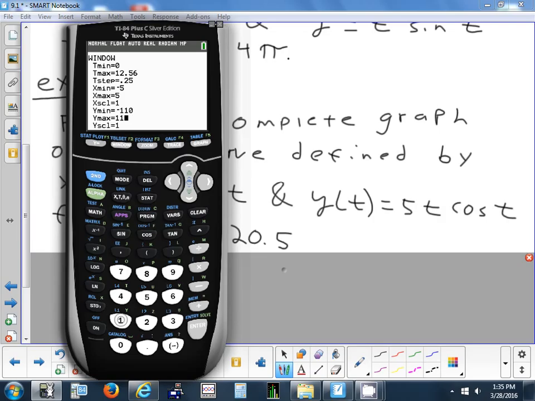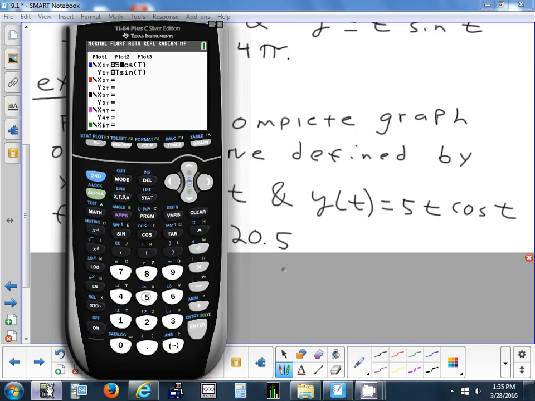What's the minimum value for my parameter? 0. Max? 20.5. What about t-step? Yeah, I think 0.5 is good. If you went 0 to 20, going by 0.5s, it's going to graph 41 points. So that's probably sufficient. And type it in.